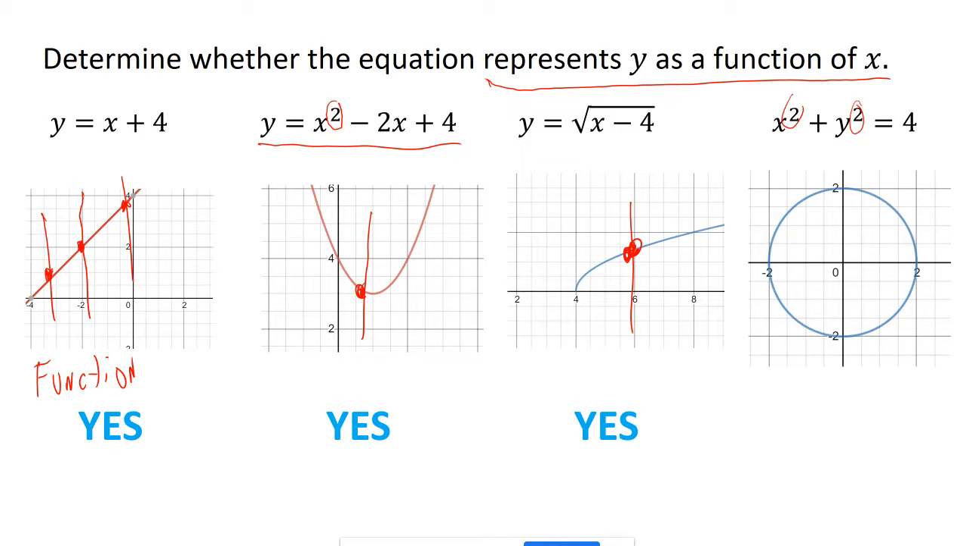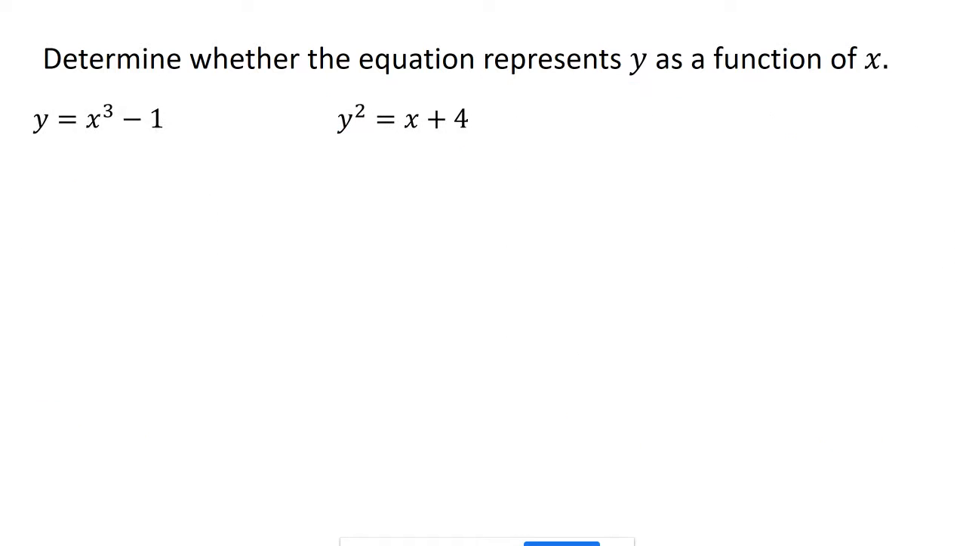A circle. So if you draw a vertical line, notice that the graph is touched by this vertical line in 2 different places. So that's not going to be a function. So this is how you would determine if something represents y as a function of x. I encourage you, if you know what the graphs look like, to use a vertical line test. If you're not sure, then you would have to try to work it out algebraically, which I'll give you an example of on the next slide.